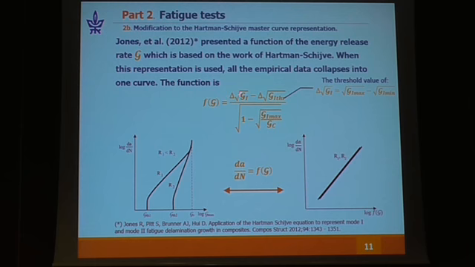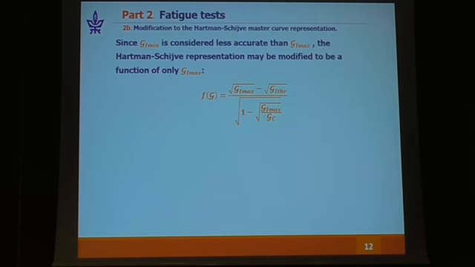Here, a different parameter was used. It's delta square root of G1, which is simply the square root of G1 max minus the square root of G1 mean. And the parameter delta square root of G1 threshold is a threshold of this parameter. In the paper, they stated that those two parameters are chosen so the equation best represents the experimental data. Since G1 mean is considered less accurate than G1 max, the Hartman-Schijve representation may be modified to be a function of only G1 max, and this was used in the previous talk.